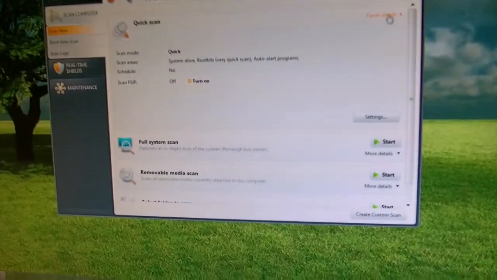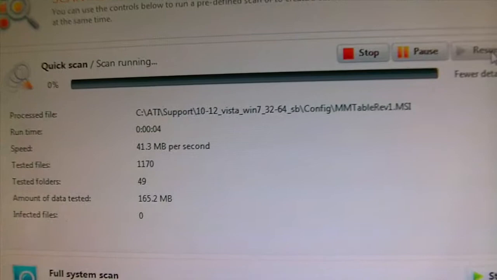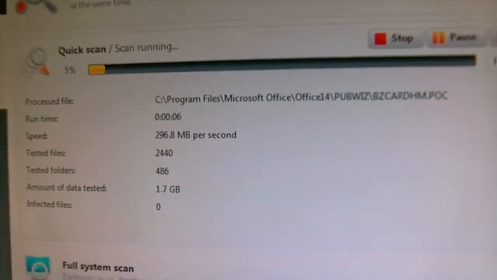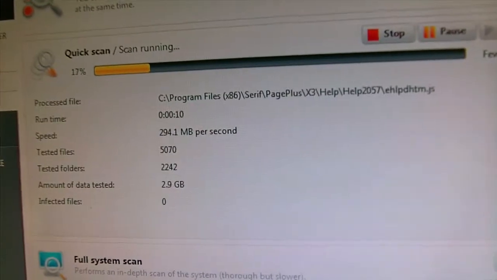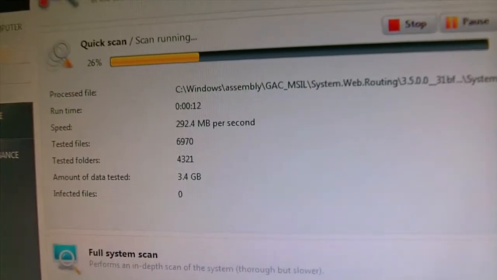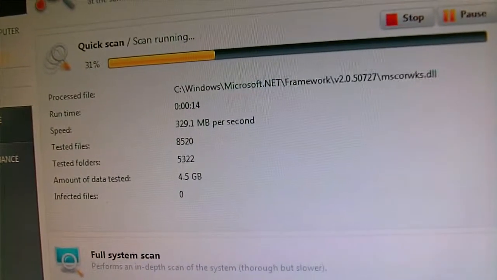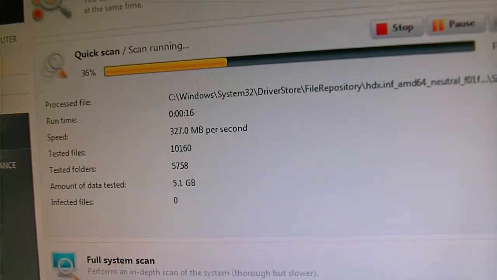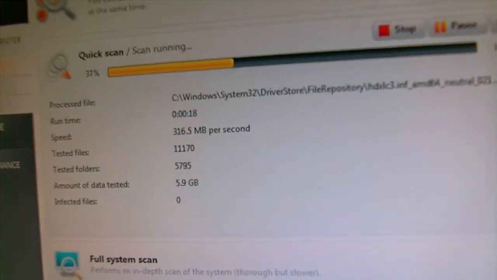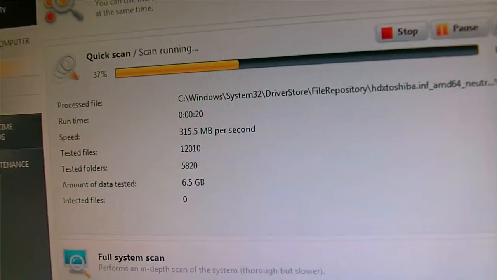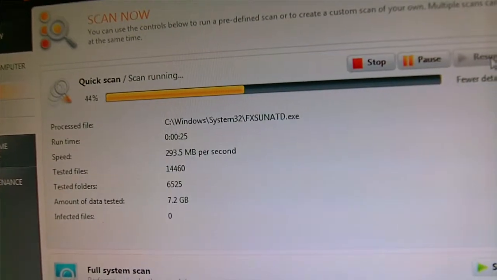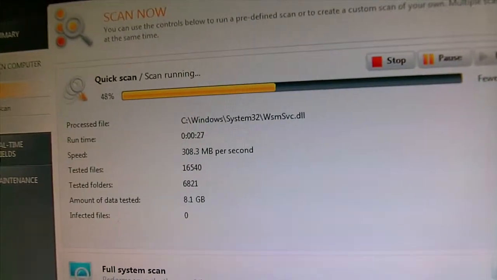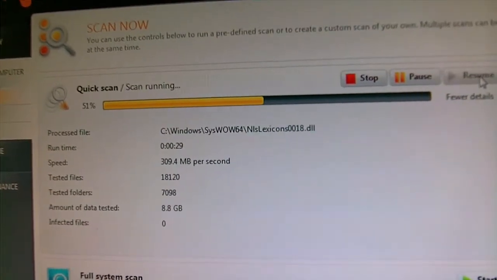So let's see. The Vertex took 22 seconds. This is doing up around 330, 320 megabytes a second. The Vertex 2 flew over that. We're already on 26 seconds, 28.